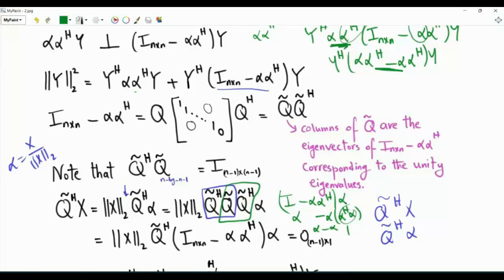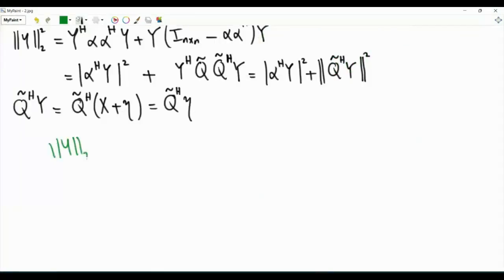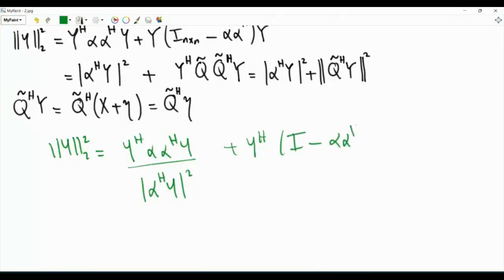So we end up with alpha minus alpha, which is all 0. Keep this in mind that Q tilde Hermitian times X, or Q tilde Hermitian times alpha, gives us an all 0 vector. So the L2 norm squared of vector y, the first term is y Hermitian alpha alpha Hermitian y. This can be written as the magnitude squared of the scalar complex quantity alpha Hermitian y. And then the other term is y Hermitian, identity minus alpha alpha Hermitian, y.